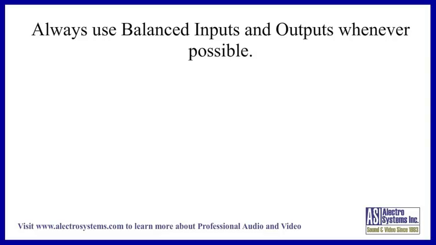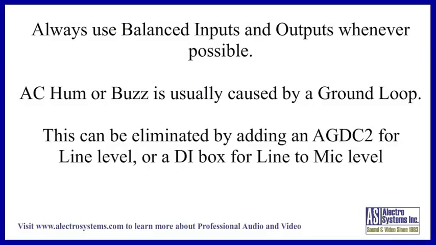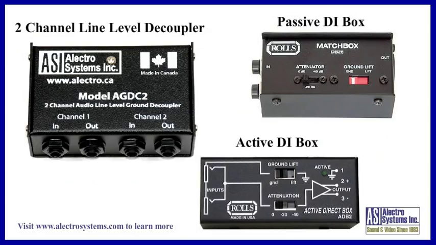In summary, always use balanced inputs and outputs wherever possible. And if you do experience AC hum or buzz, it is most likely caused by a ground loop, which can usually be eliminated with our AGDC2 decoupler or a DI box. The AGDC2 is used for interconnecting line-level audio, balanced and unbalanced, and the DI box connects line level outputs to balanced mic level inputs.